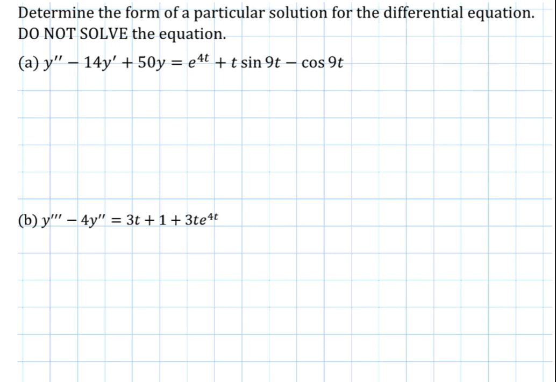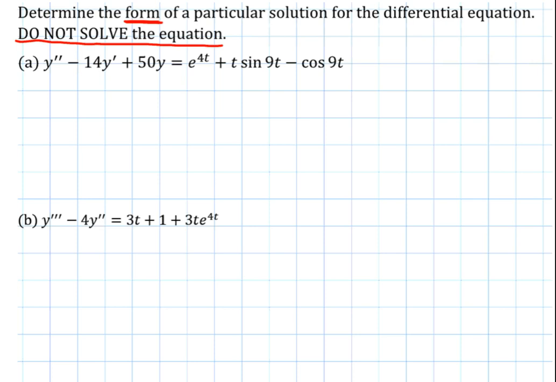On this problem, we only need to determine the form of a particular solution. So it's only the form. So it's going to have some constant in it. We do not solve the equation.